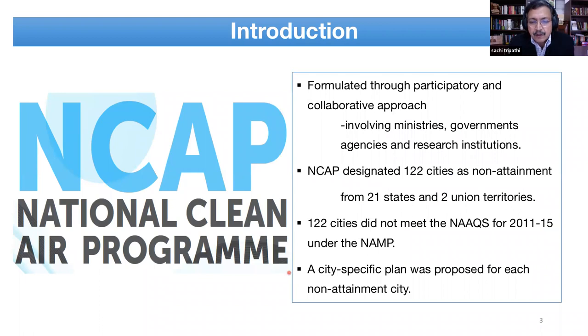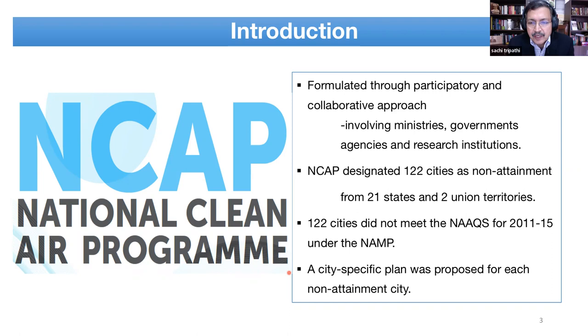How did this overall program come into being? Basically, it was an outcome of a participatory and collaborative approach. MoEF&CC is the lead, the main or nodal ministry, which is leading this program. But it also involves several other important ministries, which we call line ministries, which are important stakeholders. We will try to see which are those ministries which also have important stakes in this program. In addition, other government agencies, for example, the central and state regulators, also have an important role to play in this collaborative program.